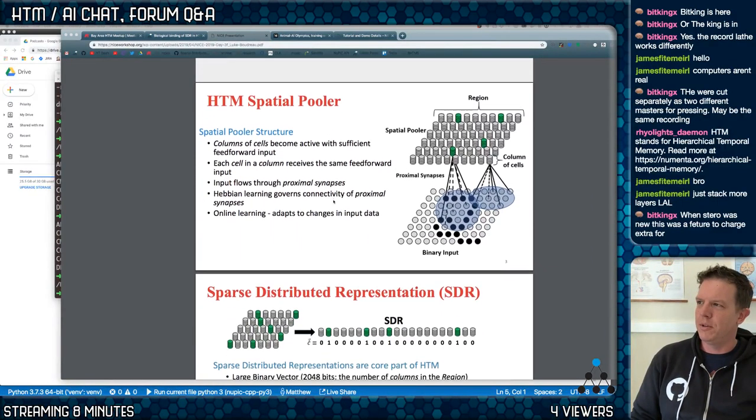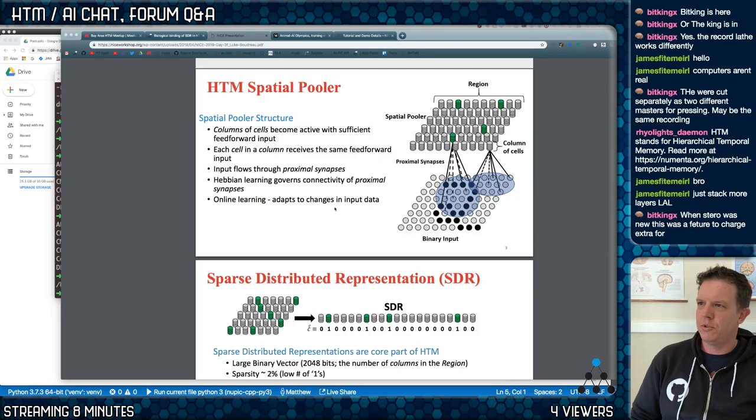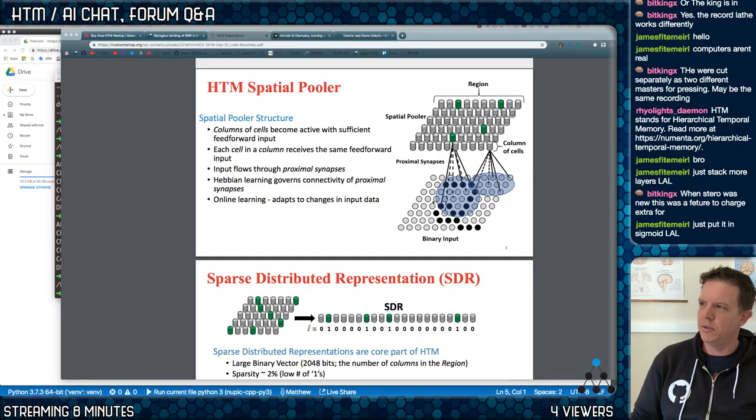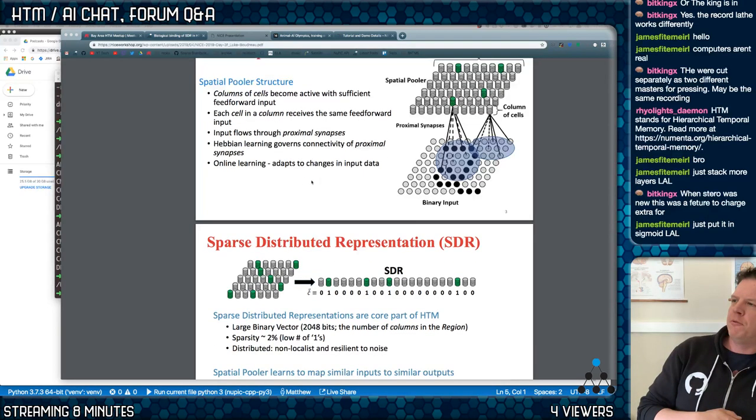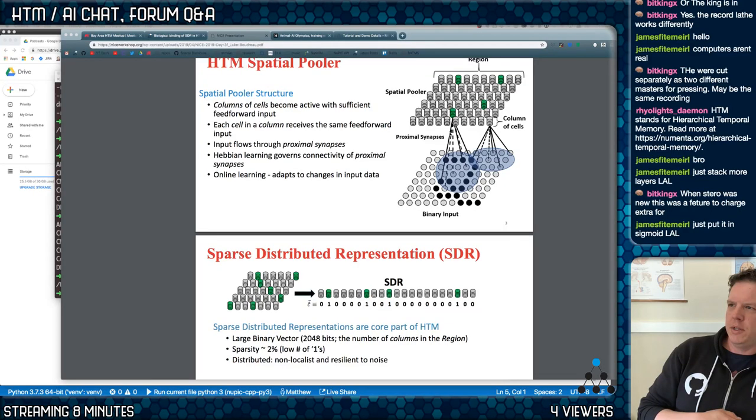Okay, I want to look through this. Spatial pooler structure. So these are mini columns. This is their potential pool, or receptive field. Each cell receives the same feed forward input. Input flows through proximal synapses. Yeah, these are proximal connections.